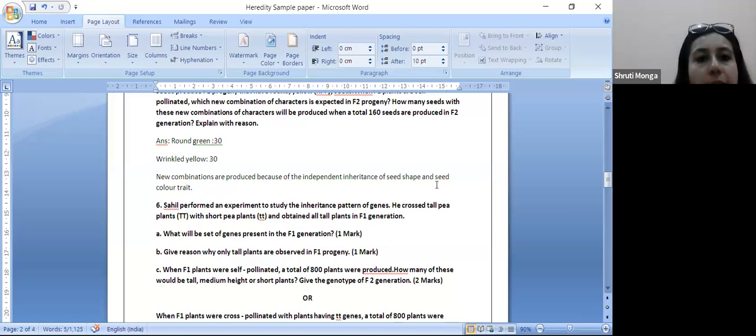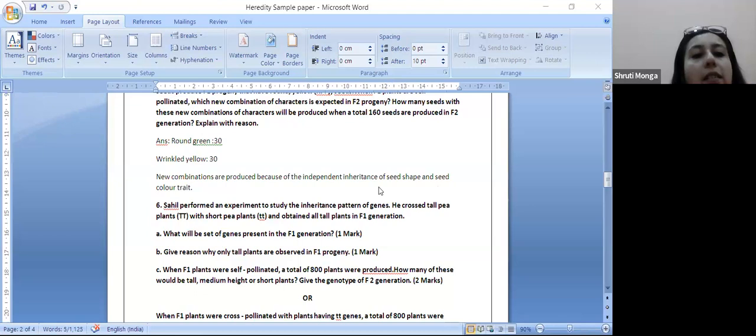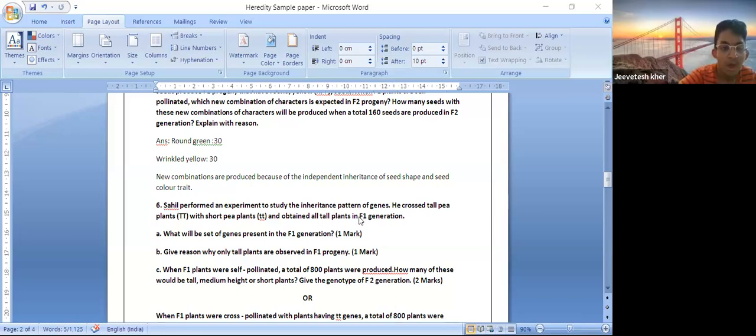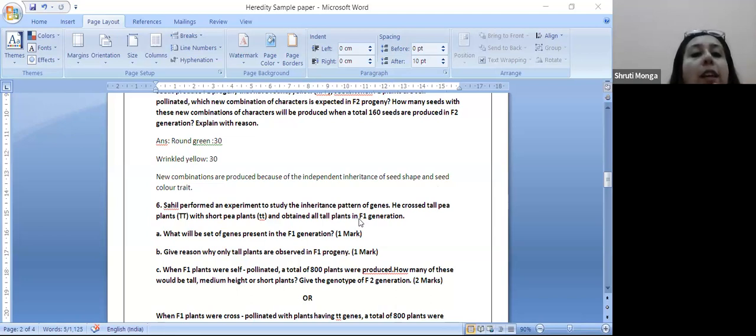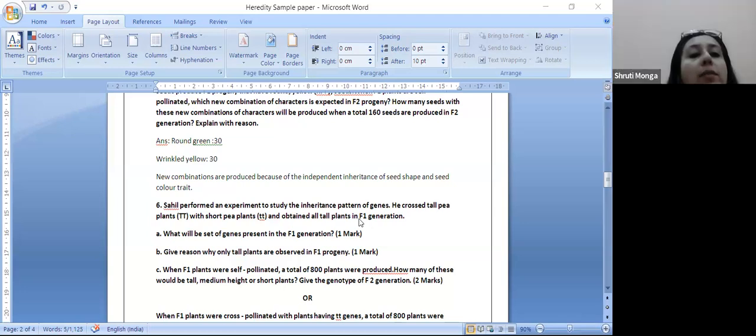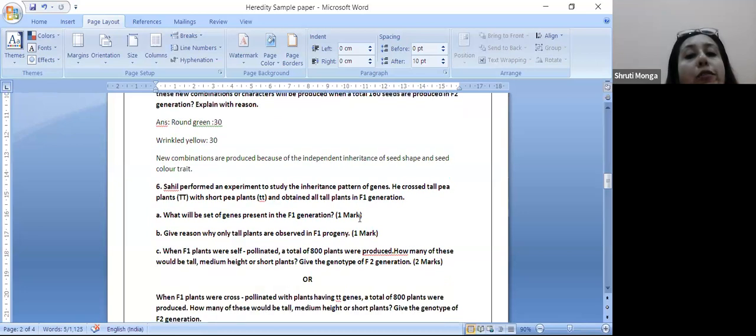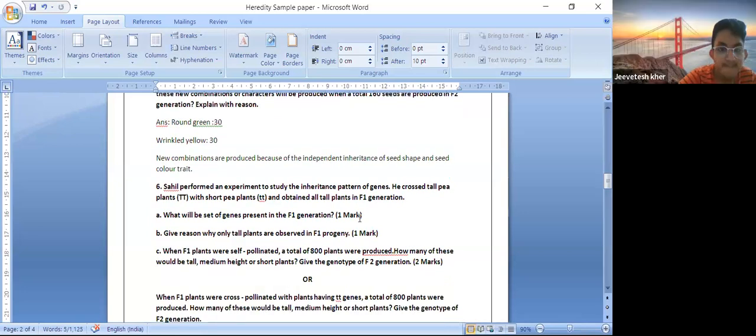Okay, someone has replied. Exactly. Capital T, small t. You have made a cross, right? Capital T crossed with small t. Draw the Punnett square. You will get all capital T, small t genotype. That's it. Give reason why only tall plants are observed in the F1 progeny. Quickly. Why only tall plants were observed? By the law of dominance.